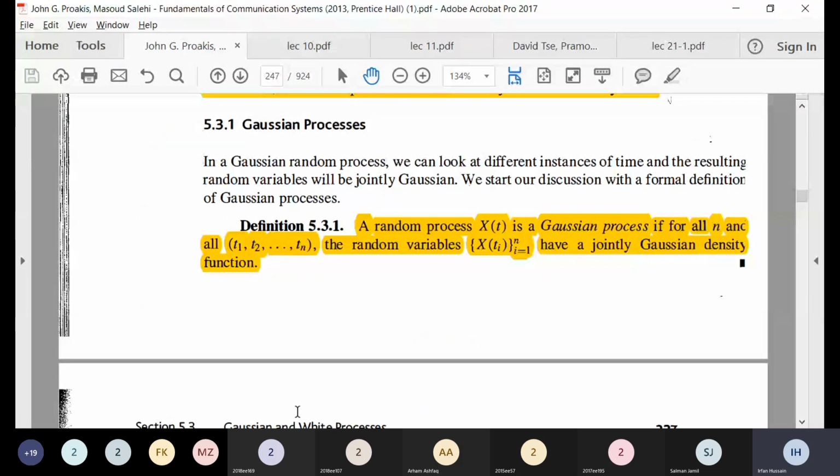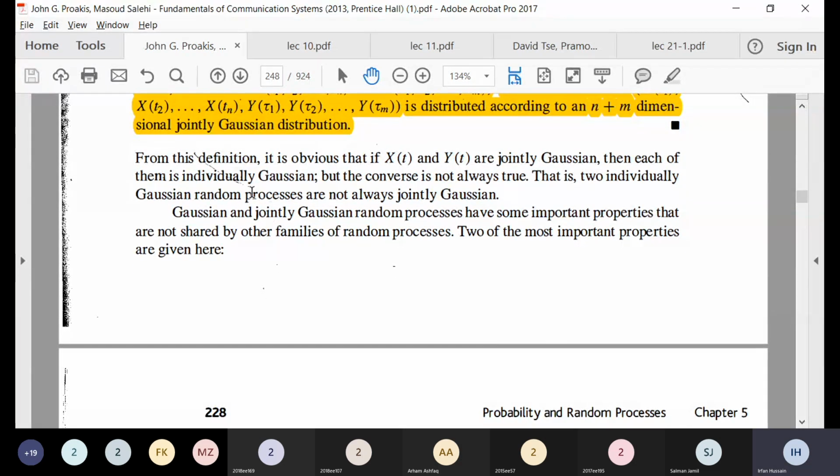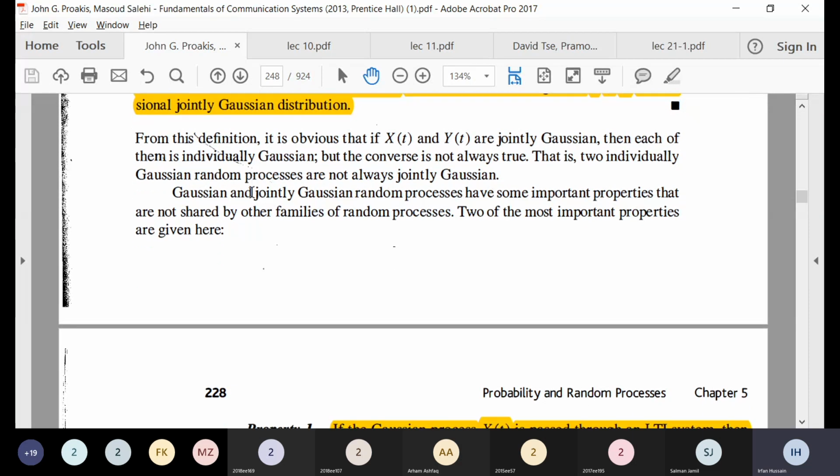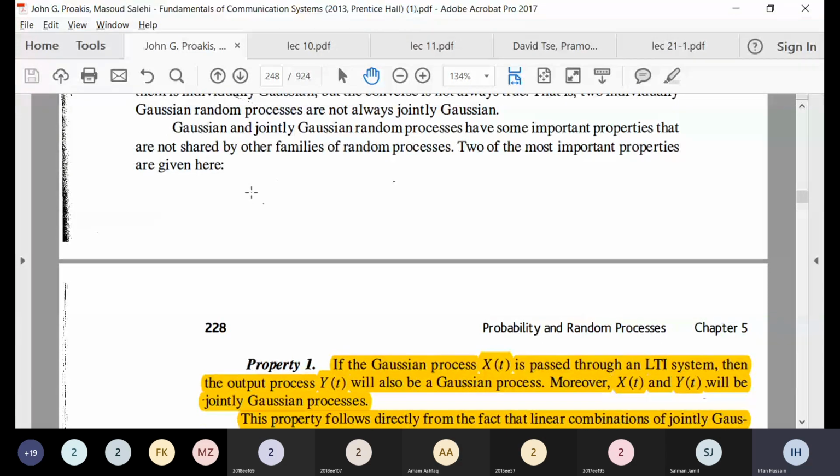So here we saw that a random process is a Gaussian process if each random variable, as well as any set of them, has a joint Gaussian density. Here we are saying that two random processes are jointly Gaussian if you take sample times and sample your functions x and y, and the total is a joint Gaussian distribution. In that case, they will be jointly Gaussian. If they are jointly Gaussian, then each of them will be individually Gaussian. Very true. So the properties of Gaussian and jointly Gaussian random processes are as given here.